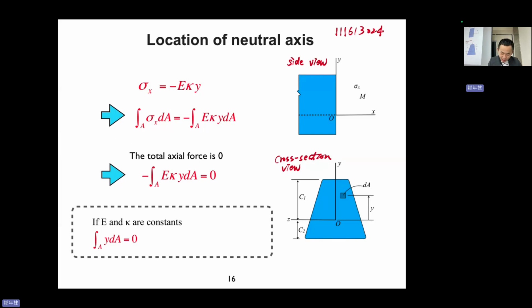Okay. So again, now we are going to define this neutral axis. And you know that if you have a material subjected to a pure moment, your stress shape will look like this. And this is compression. And this is tension. Okay.